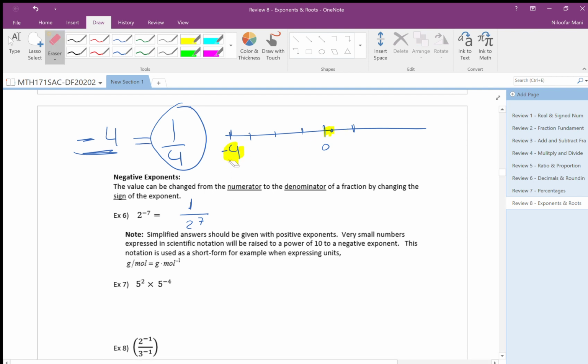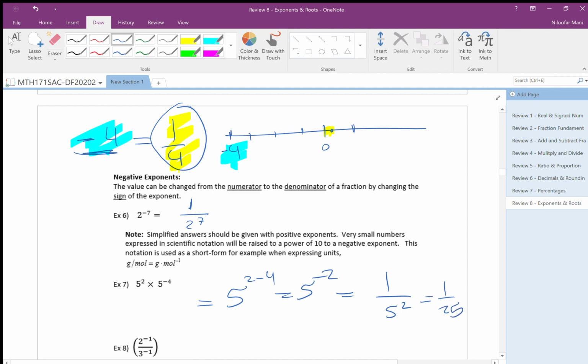So maybe I change the color and I do this, and then I do this and I do this. Okay? They are not the same at all. So I mean that. So tell me, what do you do here? 5 power 2 minus 4, which is 5 power minus 2, which is 1 over 5 power 2, which is 1 over 25, for example, if I say evaluate it.